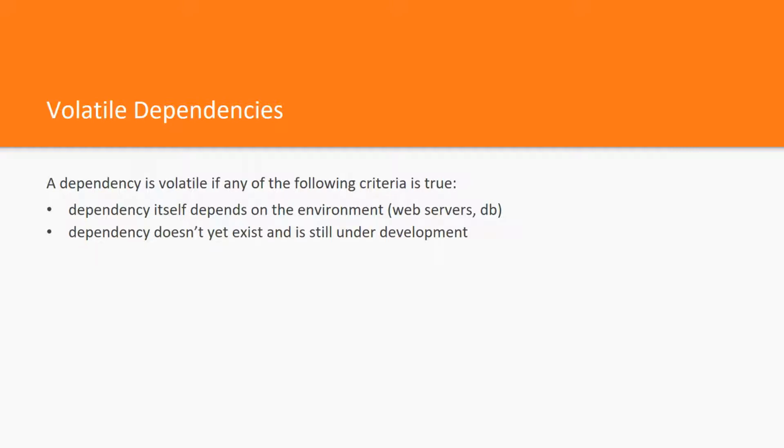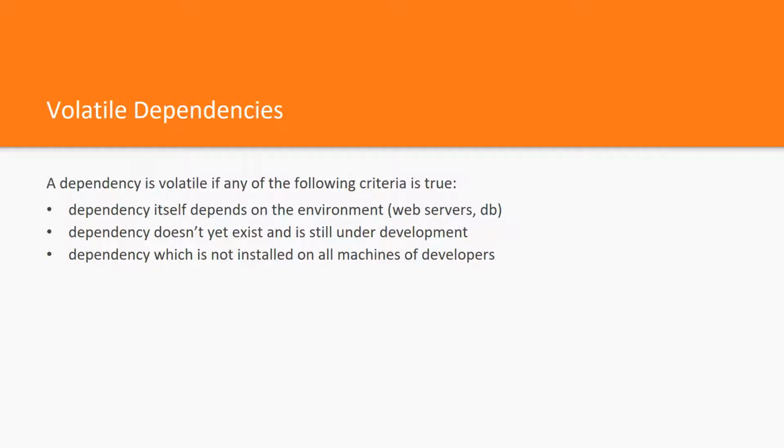The dependency doesn't yet exist and is still under development. This is a regular deal when we want to write code which, among other things, interoperates with an object nonexistent at this point. We don't want to wait for that object to be written, so we just introduce a stub which reflects the API of that object and make calls through that stub.